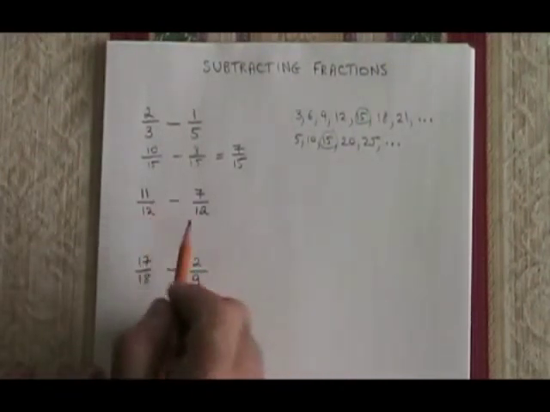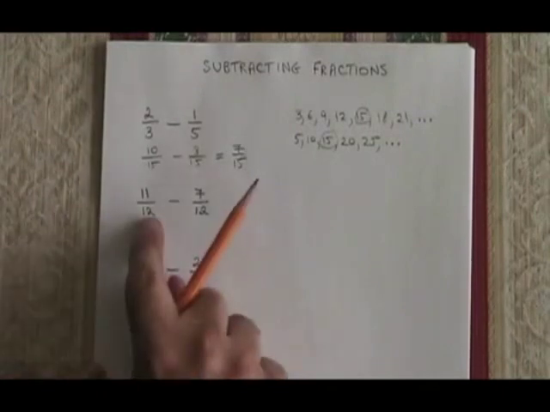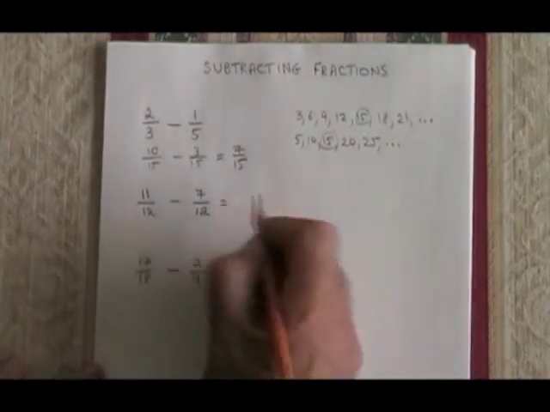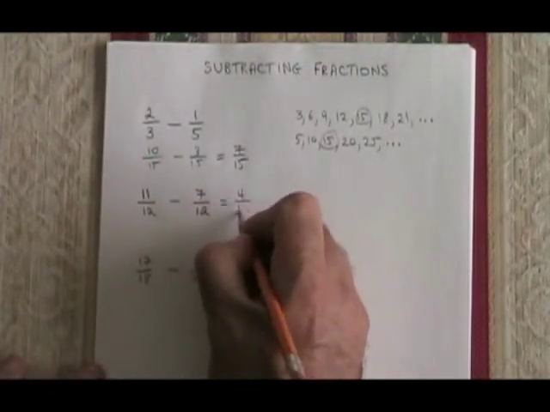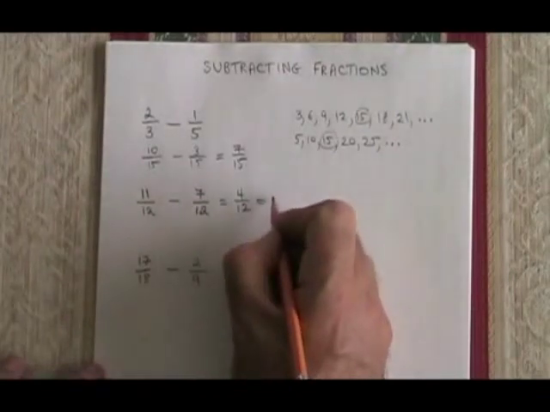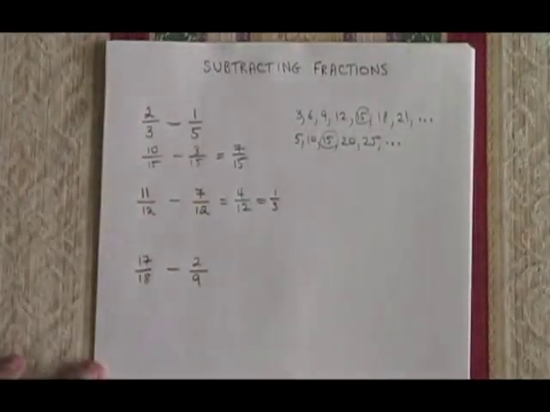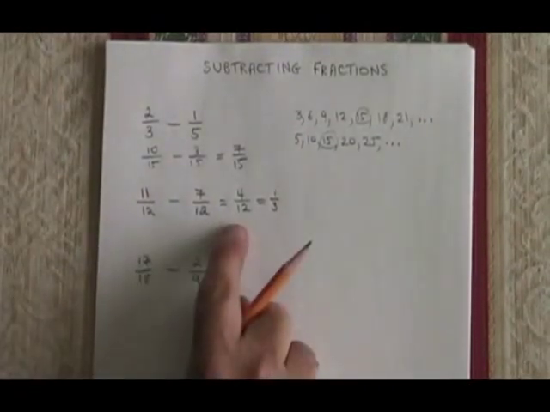Here we have 11/12 minus 7/12. Well, our denominator happens to already be common. So we have a really easy one here. We can just answer the question. 11 minus 7 is 4. Our answer is 4/12, which reduces, if I divide top and bottom by 4, into 1/3. It's not always so easy though.